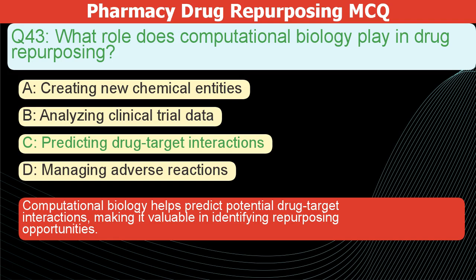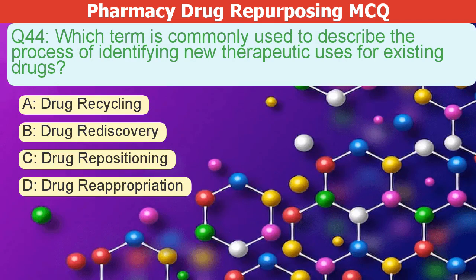The correct answer is C. Computational biology helps predict potential drug-target interactions, making it valuable in identifying repurposing opportunities. Which term is commonly used to describe the process of identifying new therapeutic uses for existing drugs? A. Drug recycling. B. Drug rediscovery. C. Drug repositioning. D. Drug reappropriation.